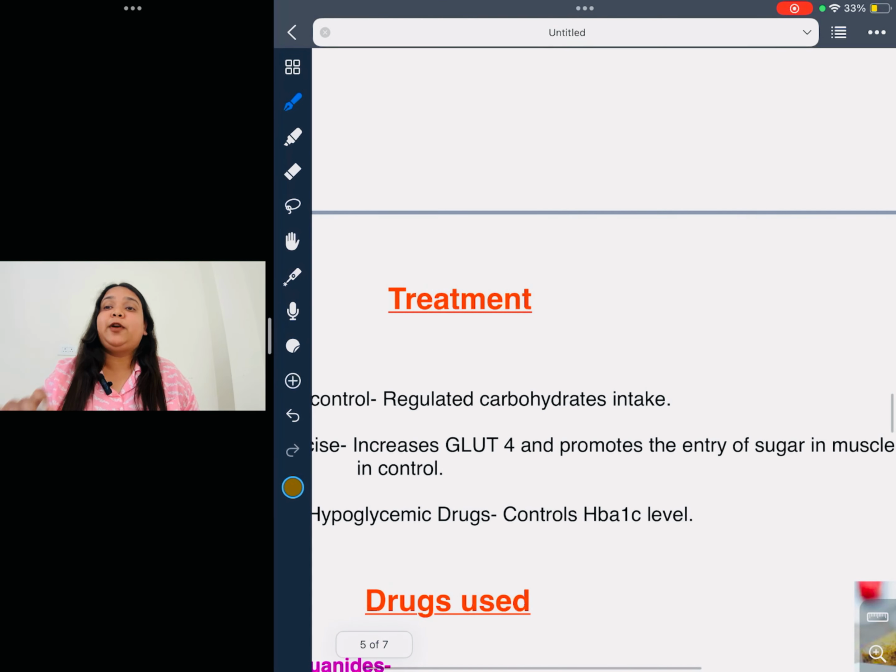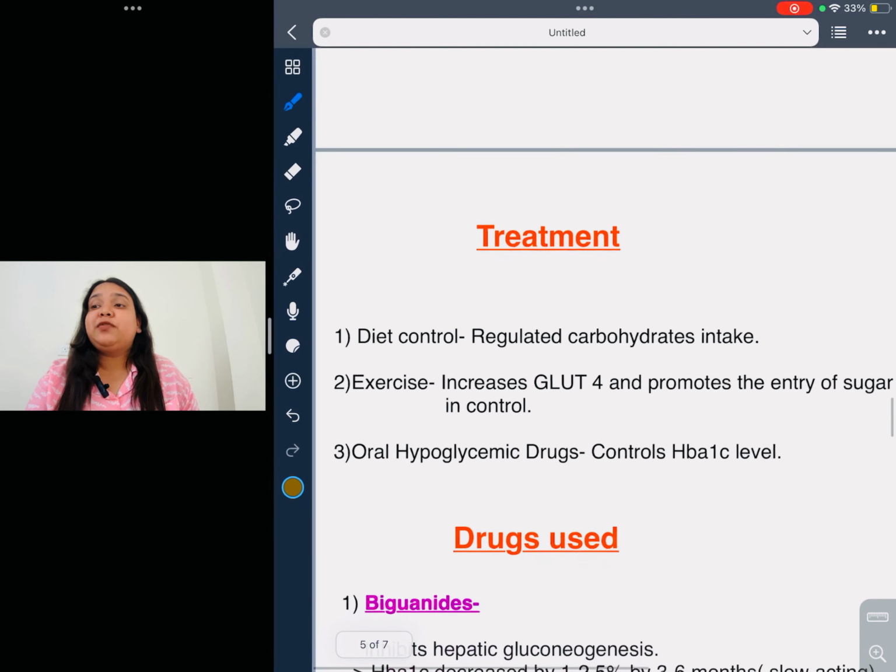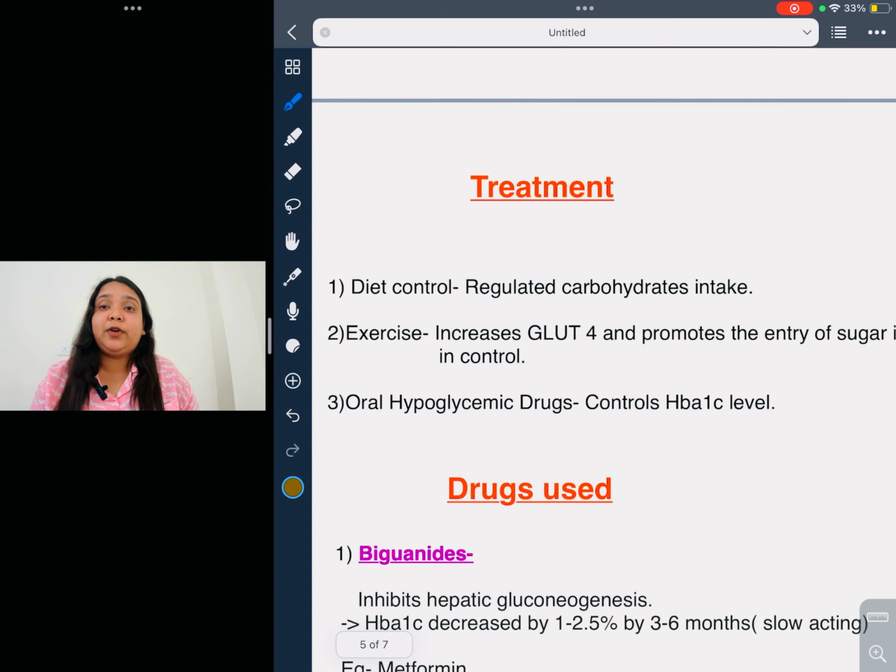Now let us go with the treatment options. If a patient with diabetes comes to you, what is the first thing you will do in a patient?